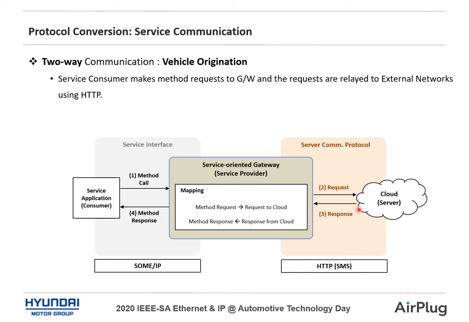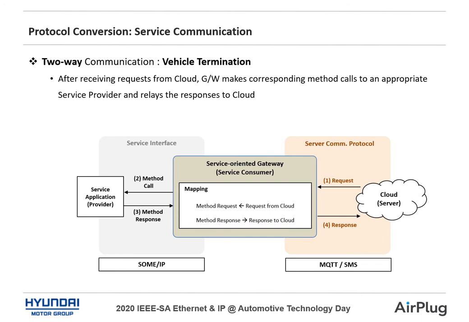When the HTTP response is received from the server, then the gateway composes the response message and transmits it to the corresponding service consumer application. Here, SOME/IP is used again for this response.